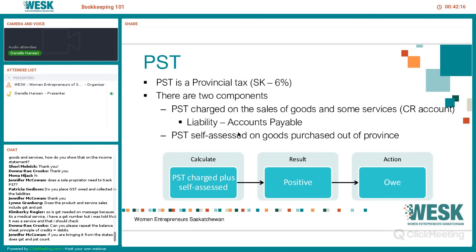So if you don't pay GST or PST when you're crossing over the border, then you should be self-assessing PST on that, and then adding it to your sales, whatever I'm purchasing. You're going to be increasing, so you're going to be crediting your PST payable, and then debiting your purchases, because that's what I purchased. So you're adding it to your expense account for what was purchased.